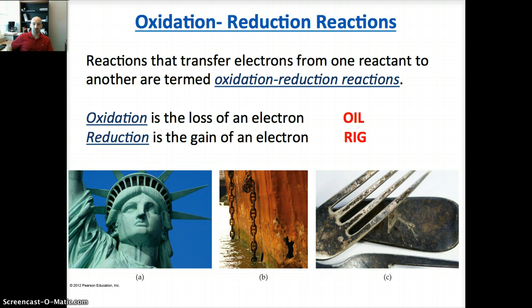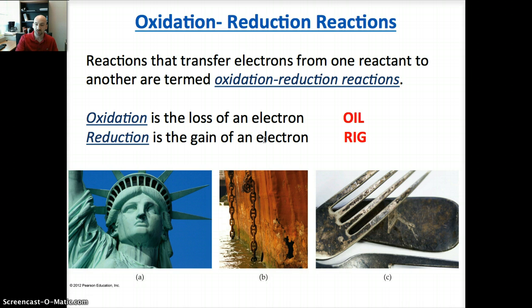Specifically, we concentrate on redox reactions where one reactant is a metal in its elemental form, like manganese or magnesium. A reaction that transfers electrons from one reactant to another is called an oxidation reduction reaction. We can remember the definitions of oxidation and reduction if we just remember OIL RIG: Oxidation Is Loss, Reduction Is Gain. It's the easiest way to remember that.